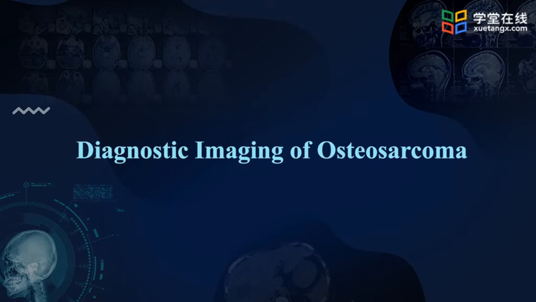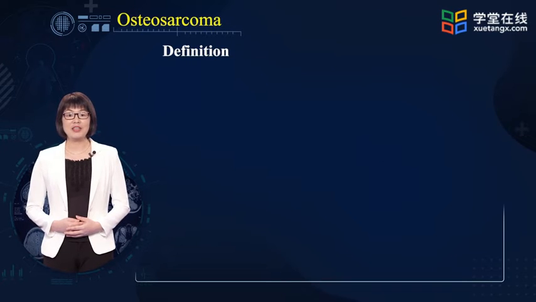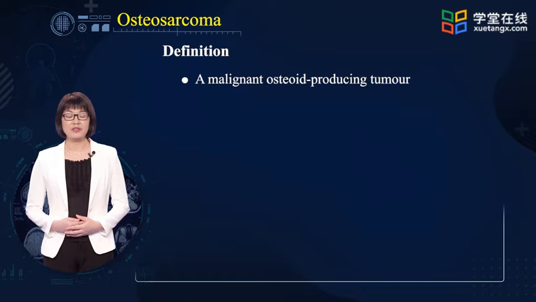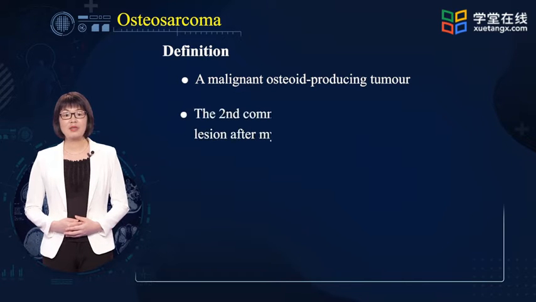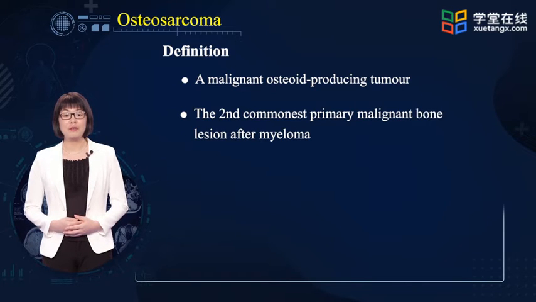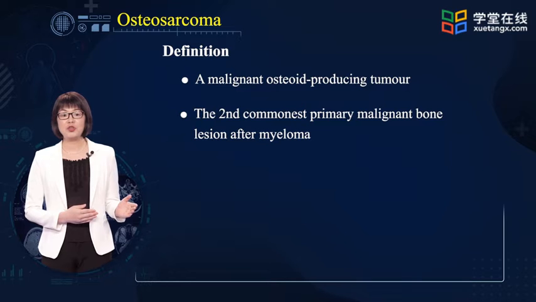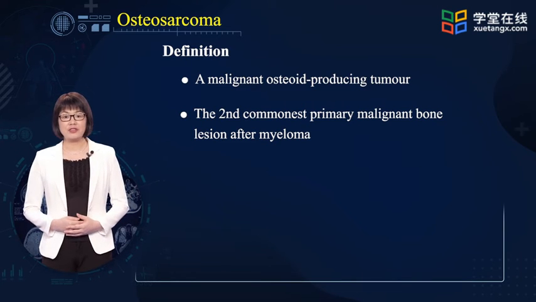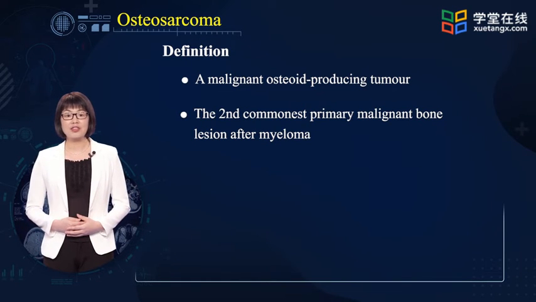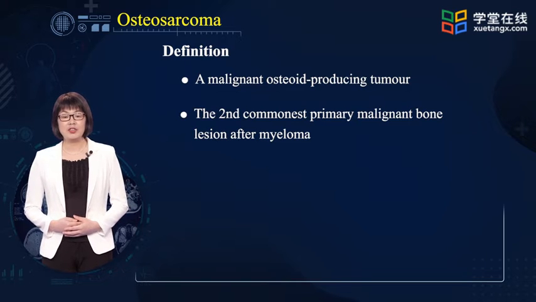In this session, I will introduce the diagnostic imaging of osteosarcoma. Osteosarcomas are malignant bone-forming tumors. They are the second most common primary bone tumor after multiple myeloma, accounting for around 20% of all primary bone tumors. They can be classified into primary and secondary forms, as well as histologic types, of which conventional osteosarcoma is the most common.